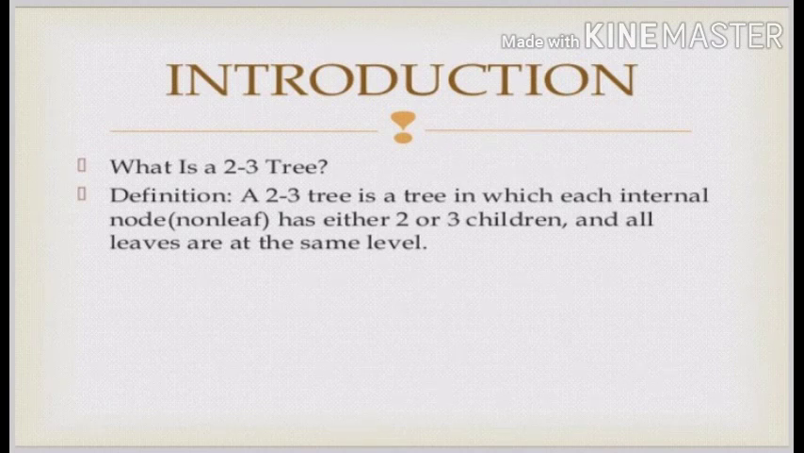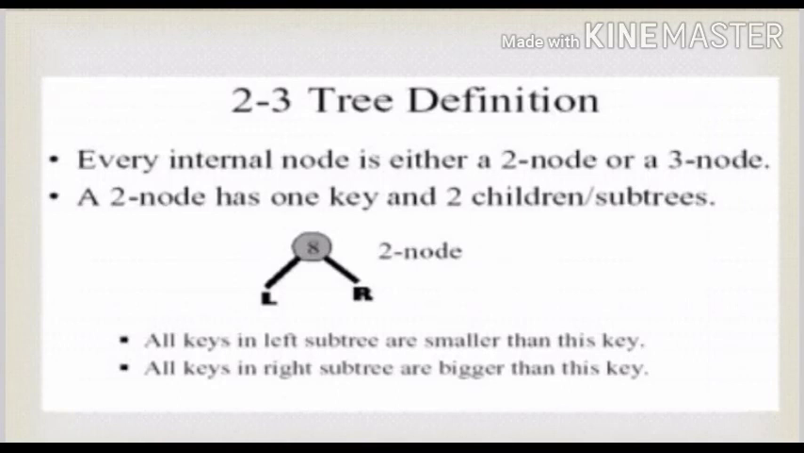Definition. A 2-3 tree is a tree in which each internal (non-leaf) node has either 2 or 3 children, and all leaves are at the same level. 2-3 tree definition: every internal node is either a 2 node or a 3 node. A 2 node has one key and 2 children subtrees.